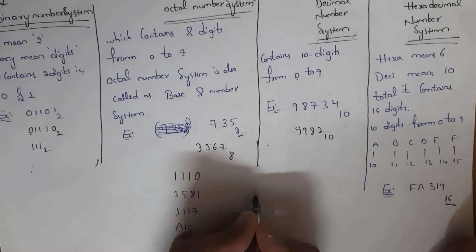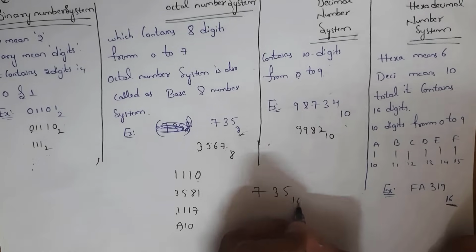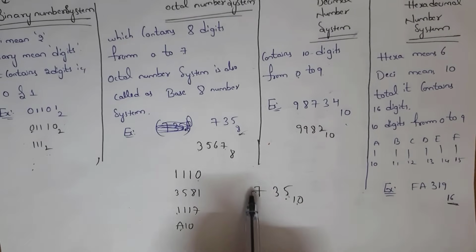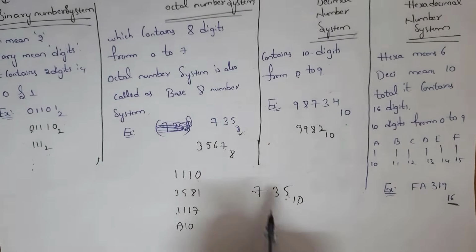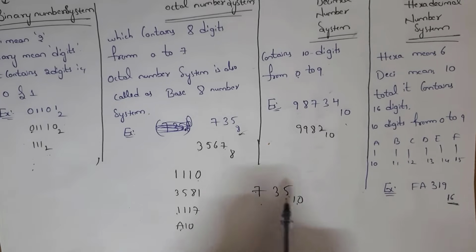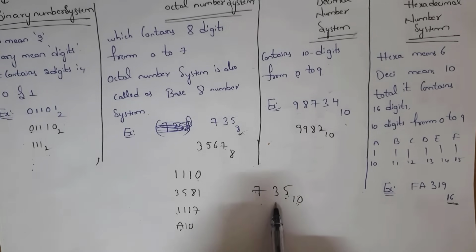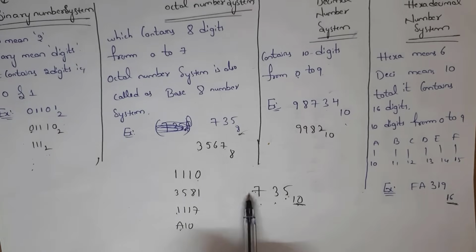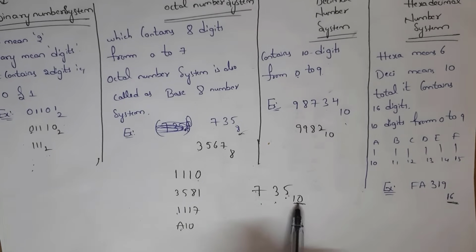For example, if they give 735, actually these numbers are in between 0 and 7, so actually it is the octal number system. But if in the question they give 735 base 10, then you need to consider this as the decimal number system because here they have given base 10. Though numbers are in between 0 and 7, if they give base 10, then you need to consider it as a base 10 number system.